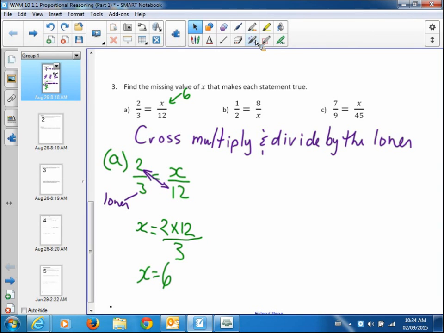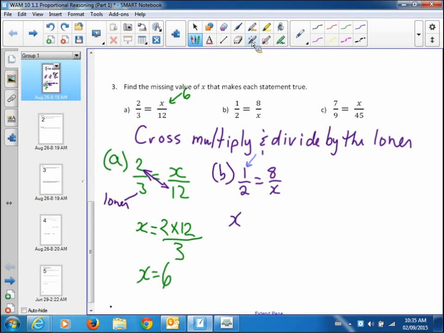Let's try this one. B. So with this one, 1 out of 2 is equal to 8 out of x. Do you see, when I say cross multiply, the x is here, right? So I've got to cross multiply the 2 and the 8, and the loaner is 1. Follow me on that? Okay, so x is equal to, cross multiply, 2 times 8, divide by 1. Divided by 1 doesn't change much.